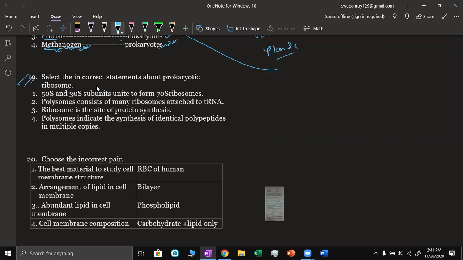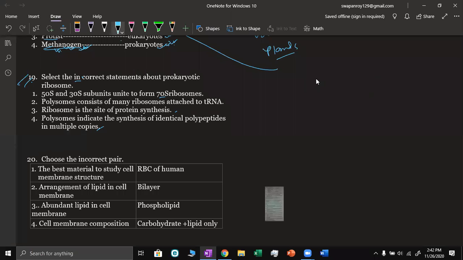Question 19. Select the incorrect statement about prokaryotic ribosome. Sorry, it should be 'incorrect'. Options: 50S and 30S subunits unite to form 70S ribosome; polysome consists of many ribosomes attached to tRNA; ribosome is the site of protein synthesis; polysomes indicate the synthesis of identical polypeptides in multiple copies.